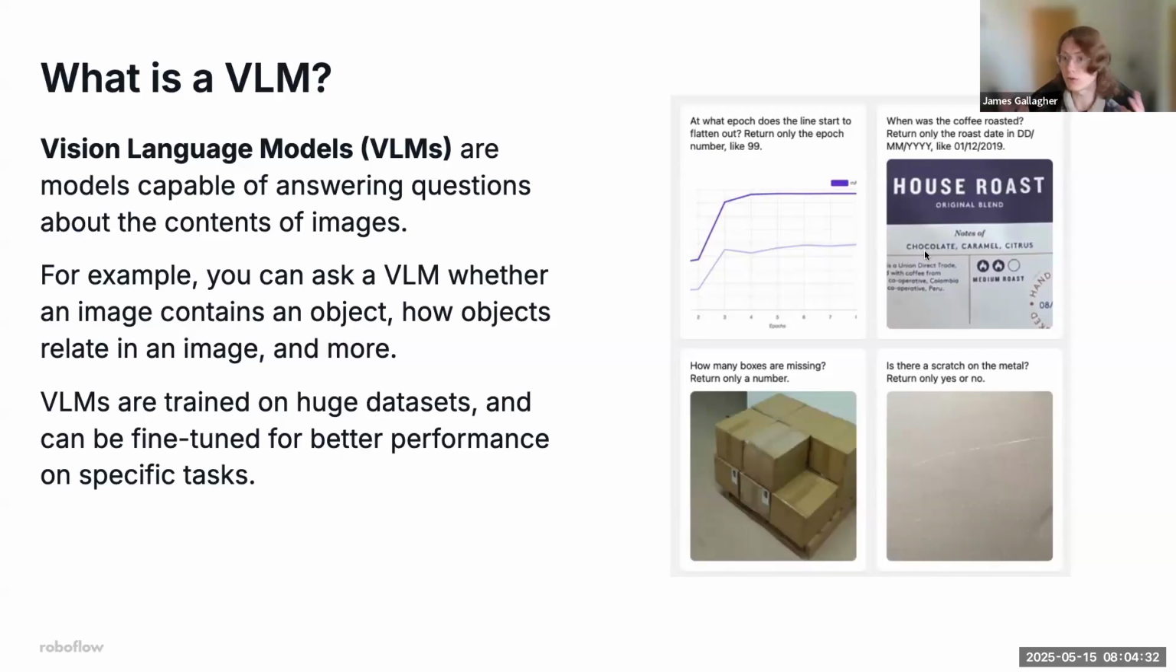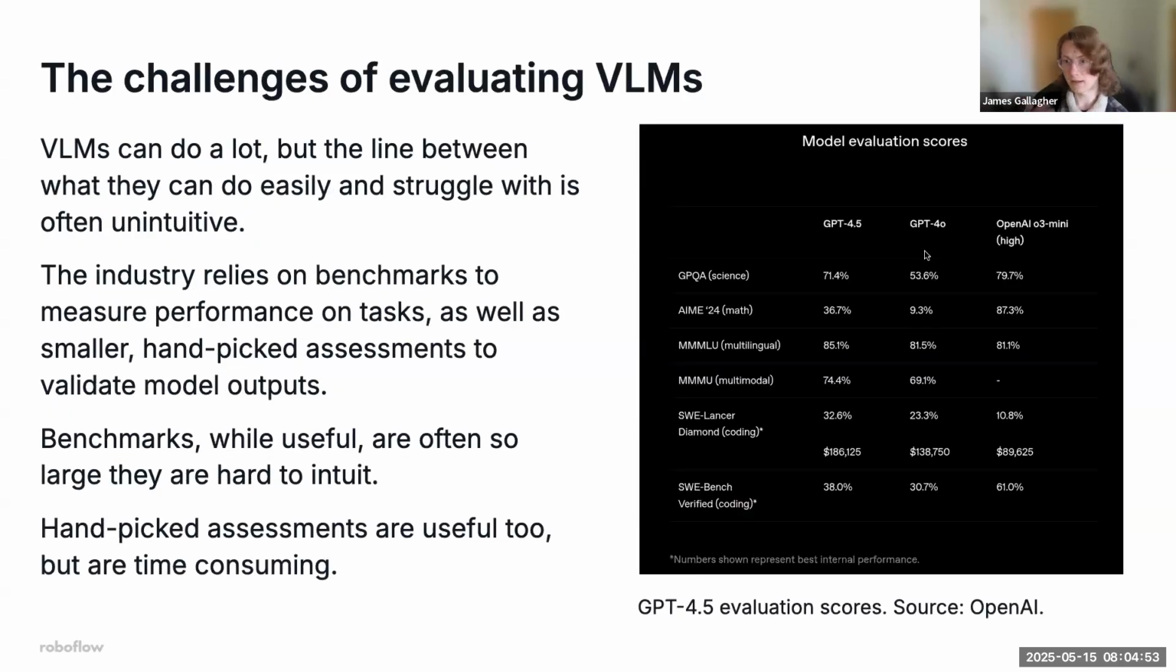Vision language models are trained on huge data sets, think hundreds of millions, billions of images, and also can be fine-tuned for better performance on specific tasks too. And so some of the headliners I mentioned earlier, like the GPT series, the O1 reasoning series, both from OpenAI, and Gemini and such, are all examples of vision-capable language models. But this question of how do you find the right VLM for your use case is kind of tricky, and we're still figuring it out. VLMs can do a lot, but the line between what they can do easily, what they struggle with, and what they're kind of unsure about is often unintuitive.